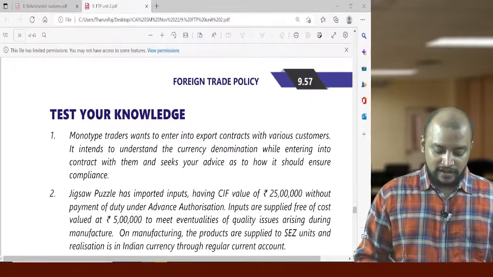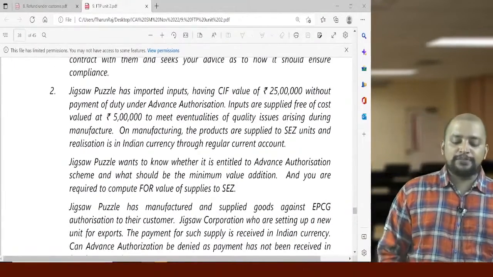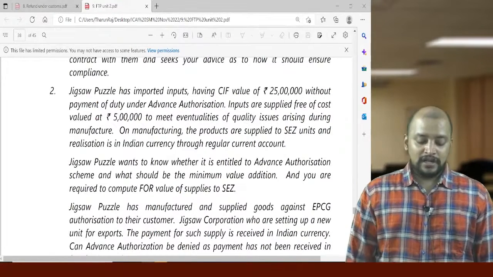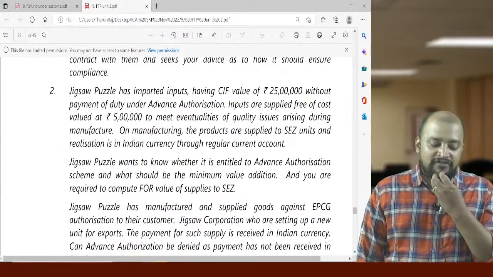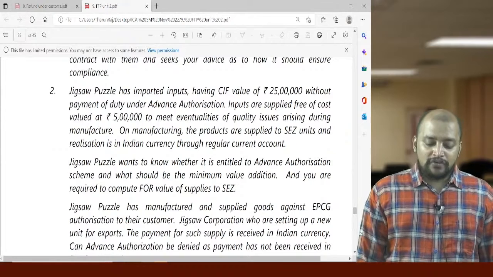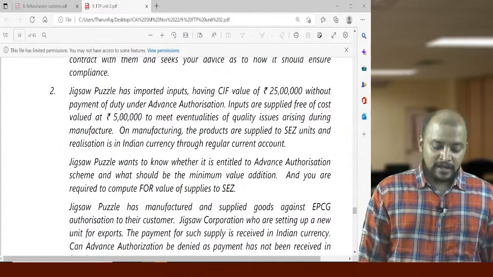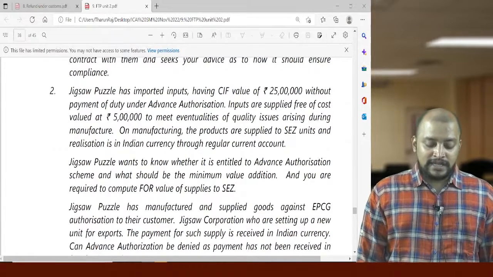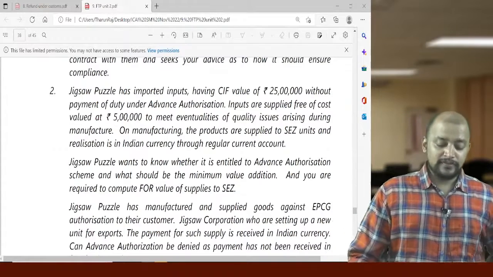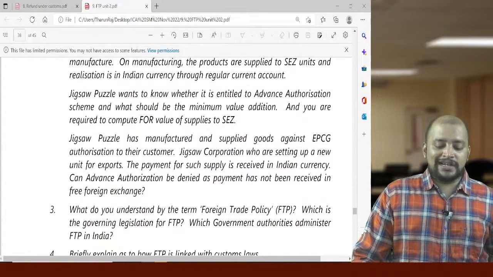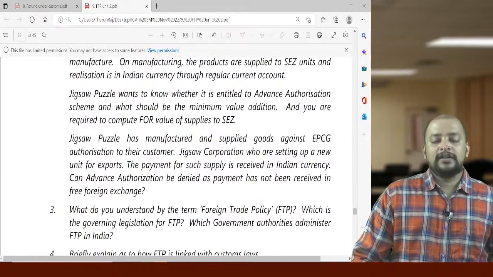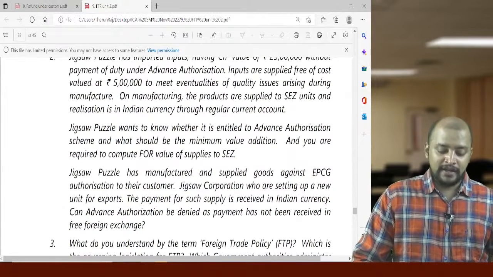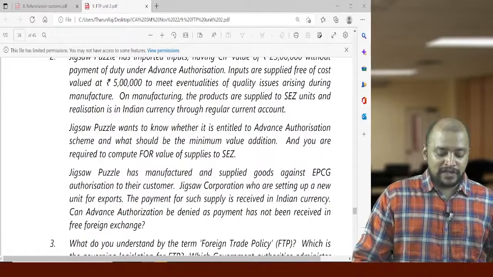Then next question. Jigsaw Puzzle has imported inputs having CIF value of 25 lakhs without payment of duty under advance authorization. Inputs valued at 5 lakhs are supplied free of cost to meet eventualities of quality issues arising during manufacture. On manufacturing, the products are supplied to SEZ and realization is in Indian currency through a regular current account. Jigsaw Puzzle wants to know whether it is entitled to the advance authorization scheme and what should be the minimum value addition. The minimum value addition in case of advance authorization is 15%. You are required to compute the FOB value of supplies to SEZ.